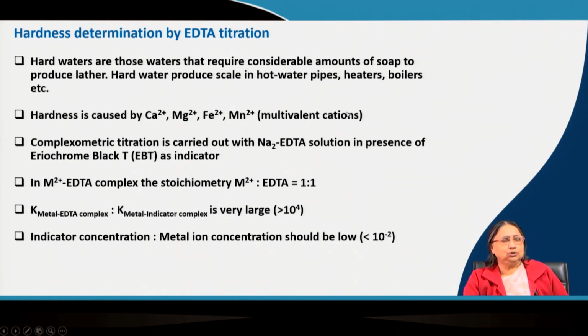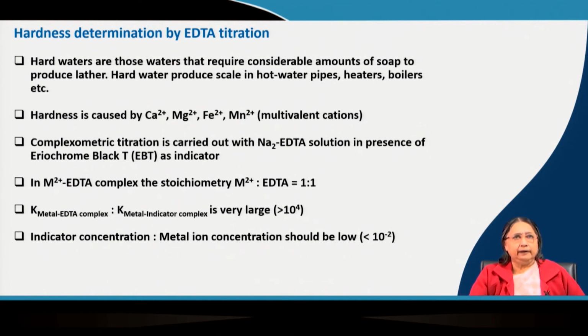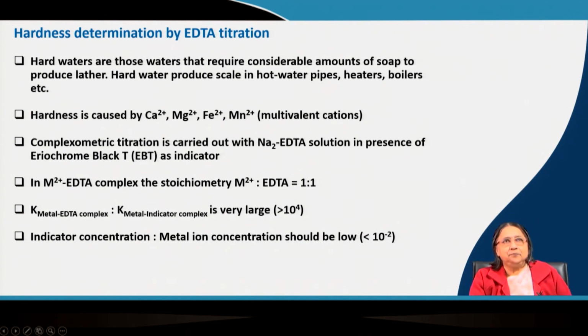But usually strontium and barium do not occur in nature. But iron and manganese always occur in nature. In many states we see that manganese 2 plus is present in the groundwater, and the same is true for iron. In many places you see that groundwater contains iron in huge quantity.